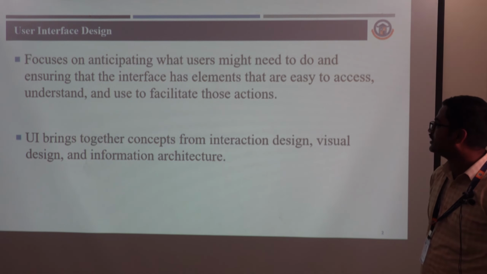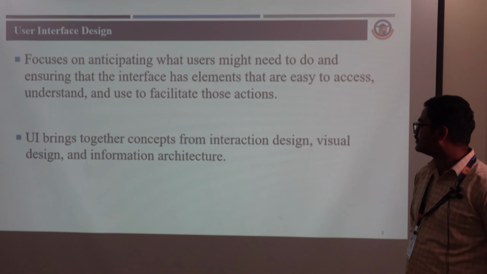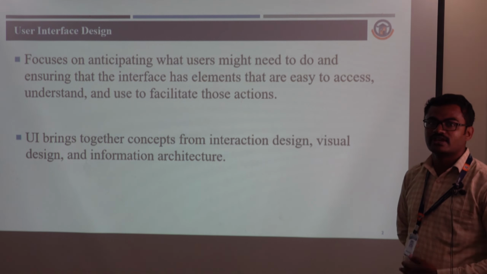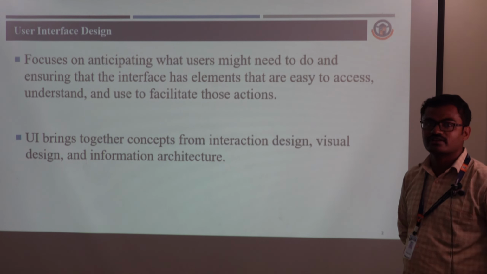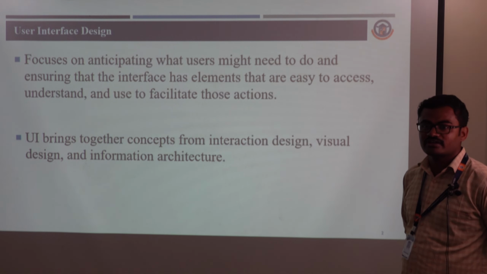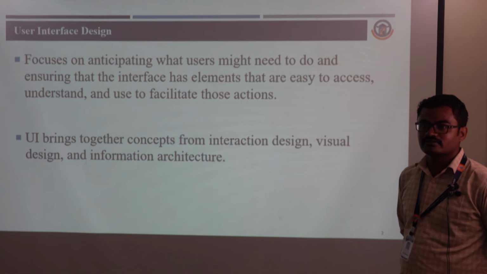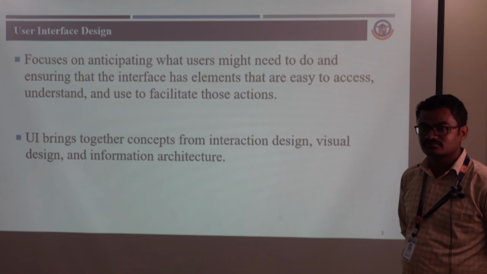The main thing is to bring together the concepts of interaction design, visual design and information. For example, if you have a product such as a computer, different organizations have different features, and at the same time they have different price lists. On this web page, we can see the differences between the companies.